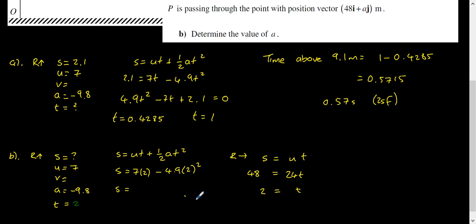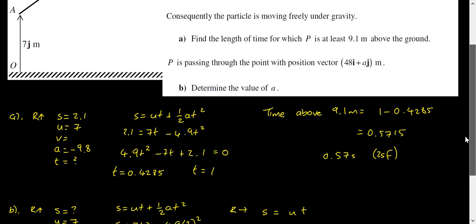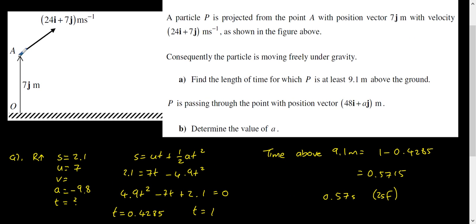So s is given by, let's work this out, minus 5.6 meters. Now, don't be worried about the negative. Let's go back to the diagram. If its displacement relative to where it started is minus 5.6, that just means it's 5.6 meters below the point where it started, talking about vertically. So it's down here somewhere.